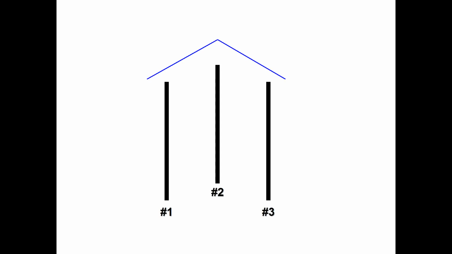This is a 3-bar pivot high. All right, bar number 1 makes a high, bar number 2 makes a higher high, and bar number 3 makes a lower high.